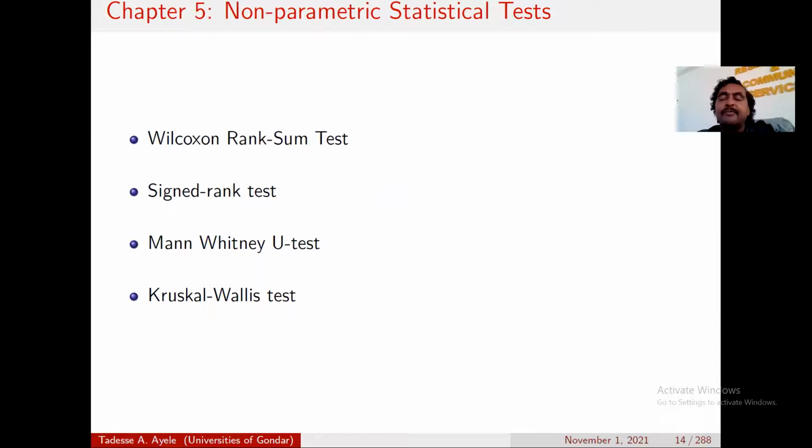The fifth chapter is nonparametric methods. This will be focusing on Wilcoxon rank sum test, signed rank sum test, Mann-Whitney test, and Kruskal-Wallis test. And these are the very common tests in non-parametric statistics, which are most frequently used in biomedical sciences, in clinical research, and also in social sciences as well. Where there is a small sample size, I think non-parametric statistics are better than the parametric models.